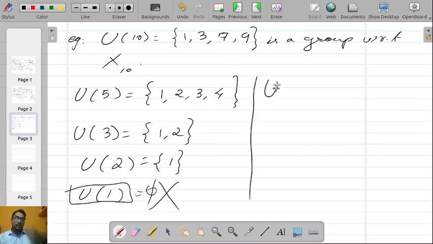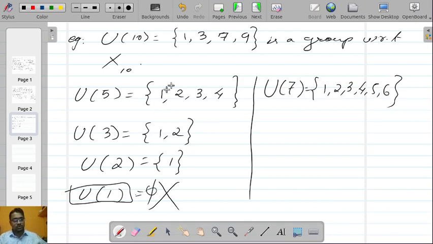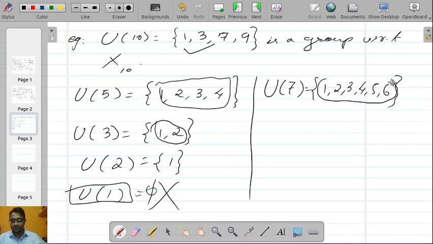What will be U7 if you see nicely? U7 is 1, 2, 3, 4, 5, 6. So what is the difference you see? In U10 you have just some numbers and in between, the numbers are skipped. But in U5 you have all the numbers from 1 to 4. In U3 you have all the numbers from 1 to 2. In U7 you have all the numbers from 1 to 6. Let us see a few more examples.